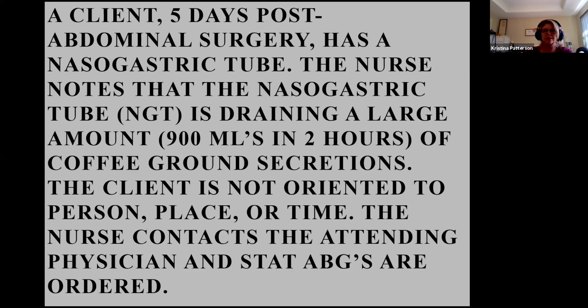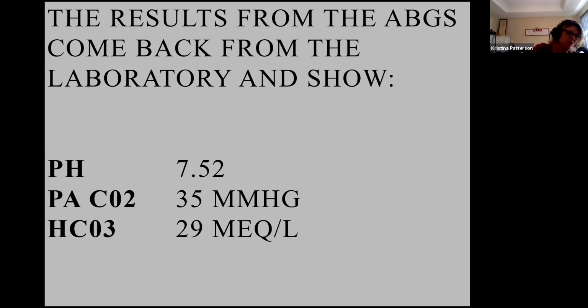We'll talk about that when we do our GI lectures. But basically, the client is not oriented to person, place, or time. And the nurse contacts the attending physician and stat ABGs are ordered. And this is what they say. What do you think is happening? Remember NG tube suction. So hopefully you said metabolic alkalosis, and I think that's what we'll find on our ABGs, but let's take a look and draw them out.